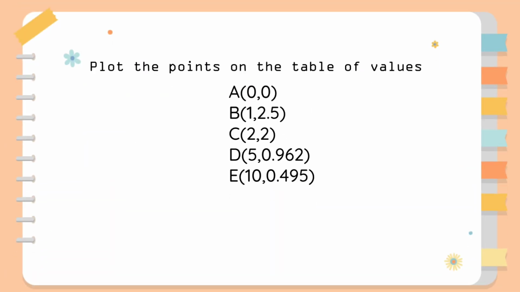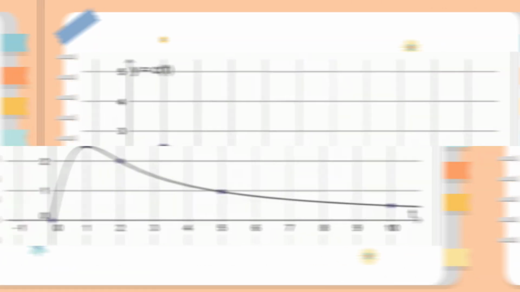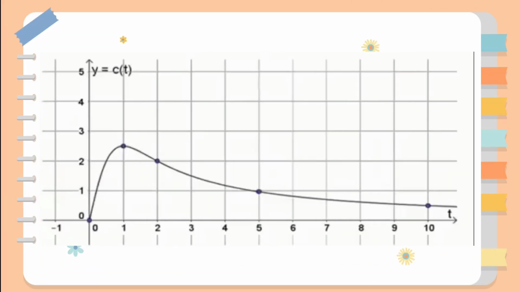Same as the first example, we need to plot the points in the table of values. A, (0, 0); B, (1, 2.5); C, (2, 2); D, (5, 0.962); and E, (10, 0.495), and the graph will look something like this after plotting the points.